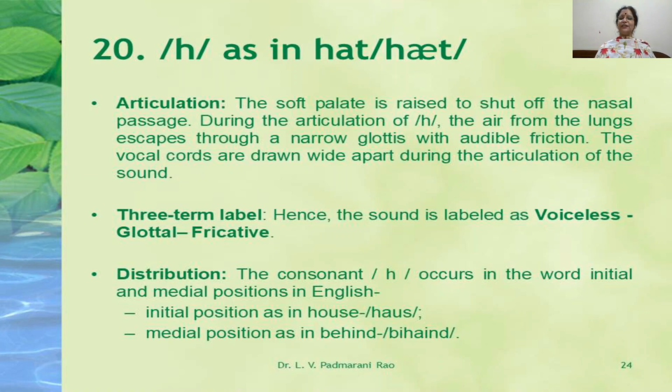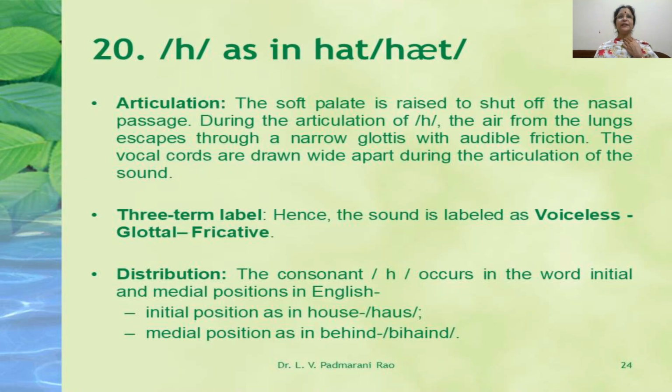The soft palate is raised to shut off the nasal passage of air. During the articulation of h, the air from the lungs escapes through a narrow glottis, which is between the two vocal cords, with an audible friction. As you could see, nowhere in the oral cavity you could find that the active articulator and passive articulator come closer to each other. But you find it exactly in the glottis region.